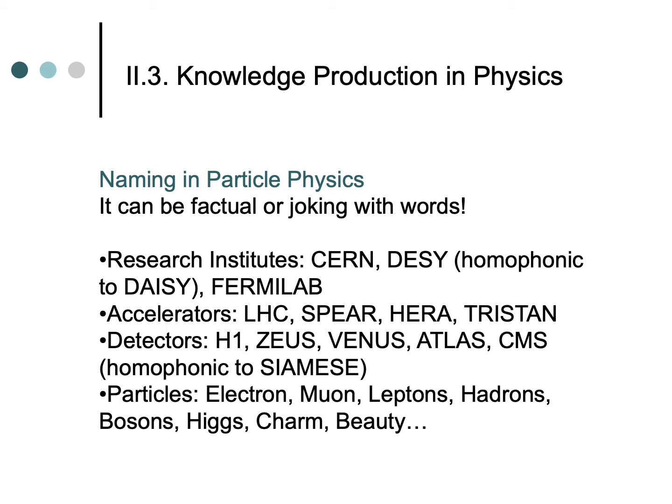So if you look at the naming strategies in particle physics, you can see that some of these names are in honor of persons, like Higgs or boson, or just describing what is there, a large particle, a small particle, or they are joking with words. Some of them are joking with words. It's really obvious that there is something funny about all these names in physics.